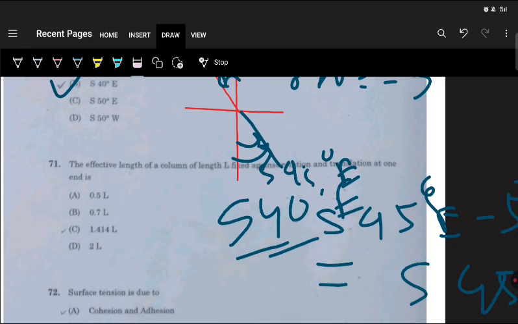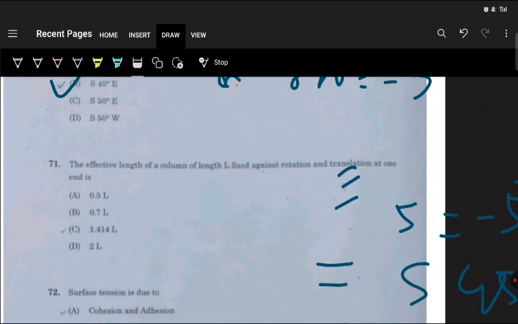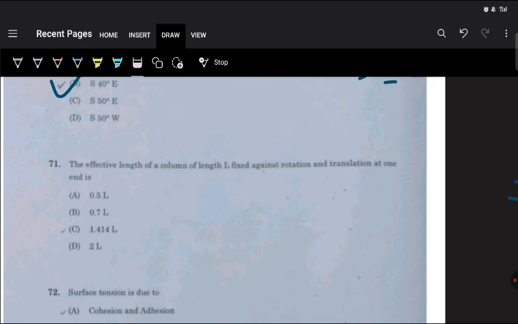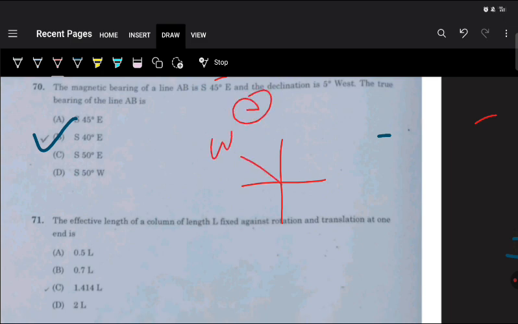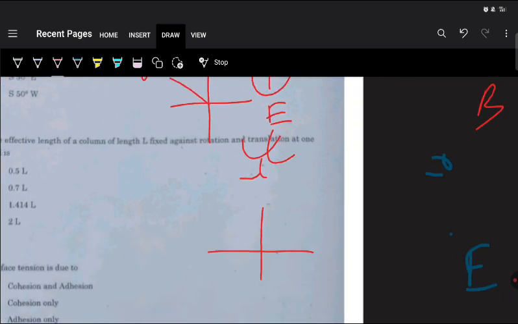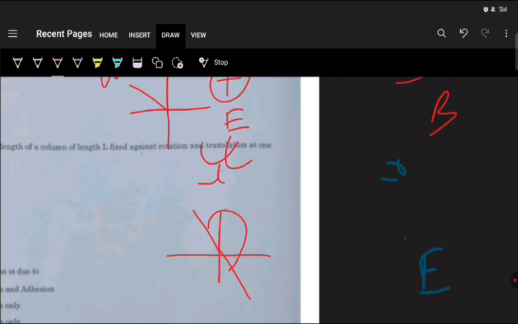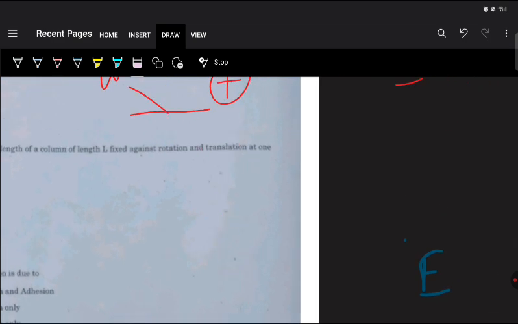Coming to the next question, so the declination: if the declination is in the west, then we have to take it as minus, and if the declination is in the east, then we take it as plus, okay. You can also calculate by this directly, or you can also calculate by diagram, because you can apply another approach also, okay.